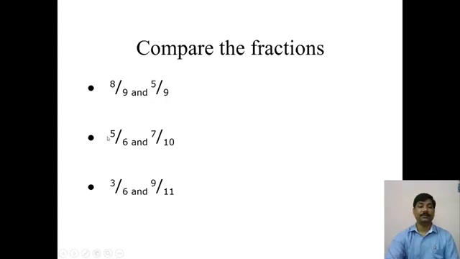In the second question, the fractions are 5 upon 6 and 7 upon 10. These are unlike fractions. So you have to first make them like fractions by following the steps discussed in earlier slides. So I hope that now you can compare fractions with the same denominator and with different denominators.